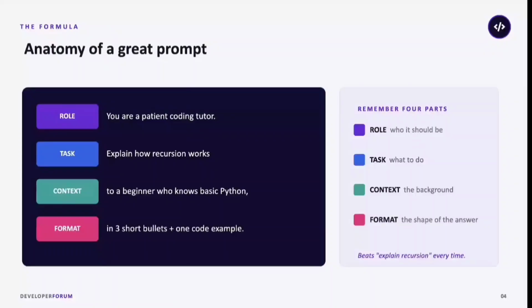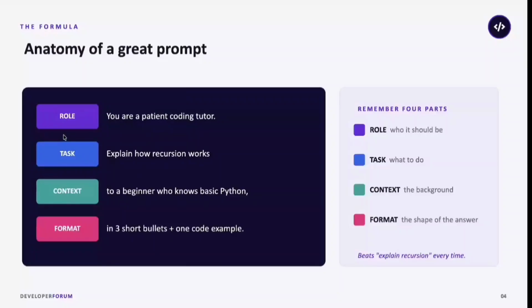Here's a simple formula which I created for you guys, which you can reuse for almost anything. There are 4 parts to any great prompt anatomy. First is role, second is task, third is context, and fourth is format. Let me walk through each.